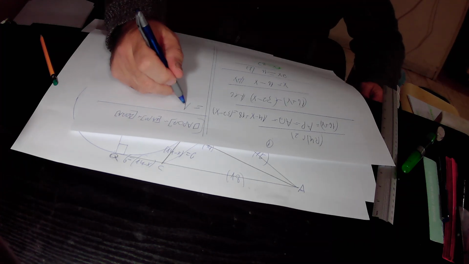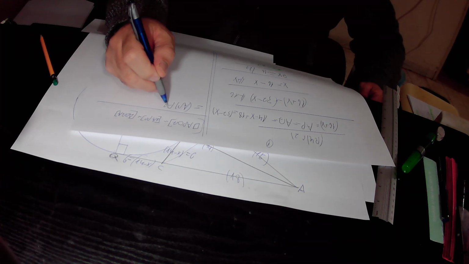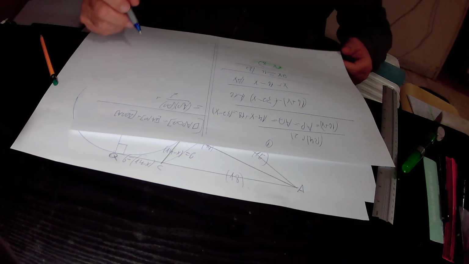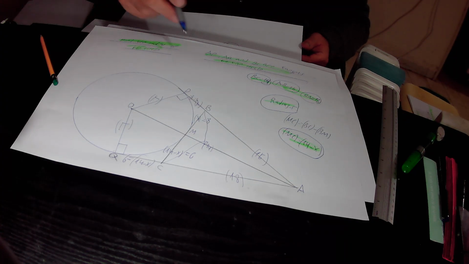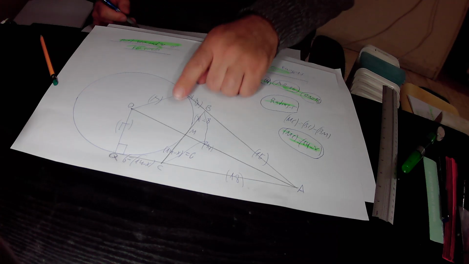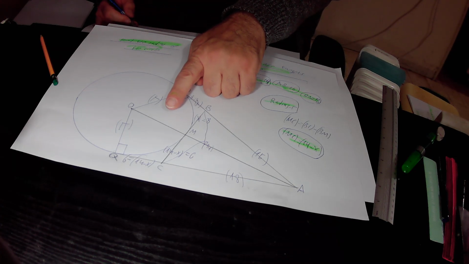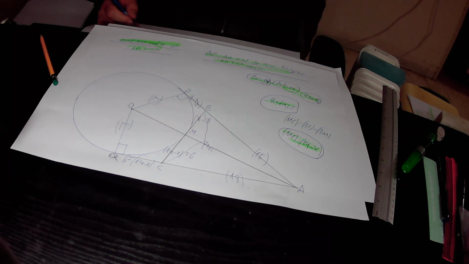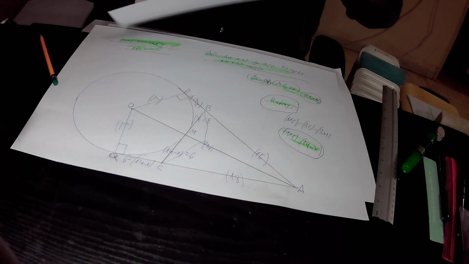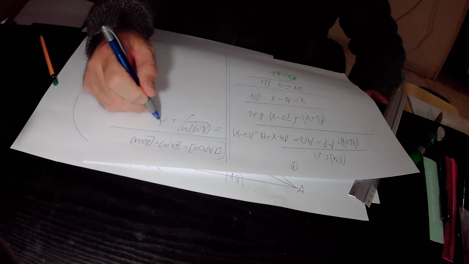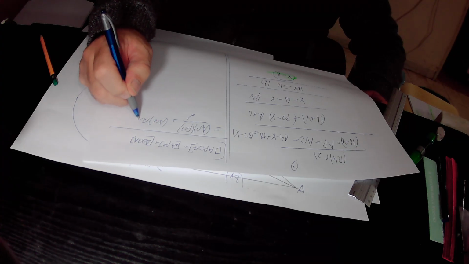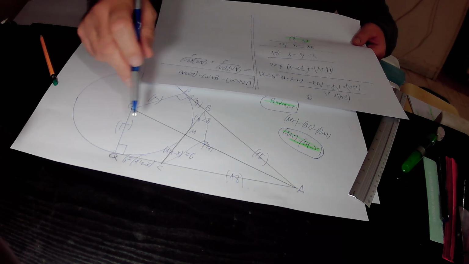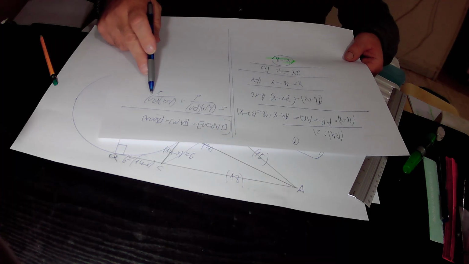This is the base AP times the height PO over 2. Likewise, the second component that the big quadrilateral APOQ consists of is this right lower triangle OQA. So what is the area of this right lower triangle OQA? It is equal to the base AQ times the height QO over 2. So AQ times QO over 2.